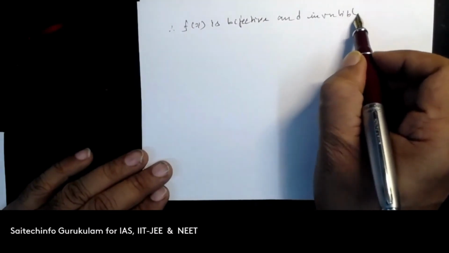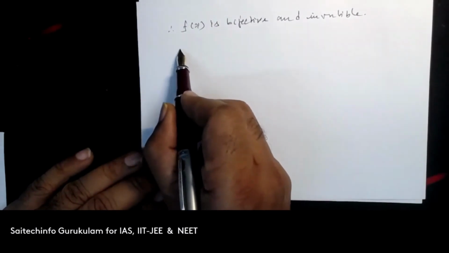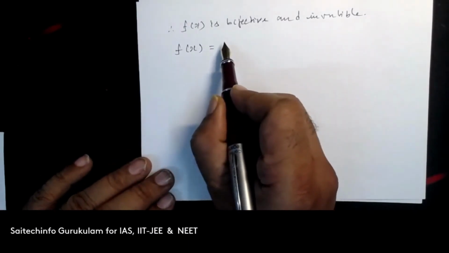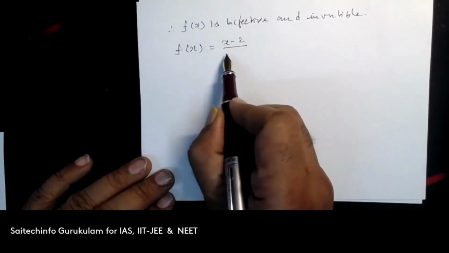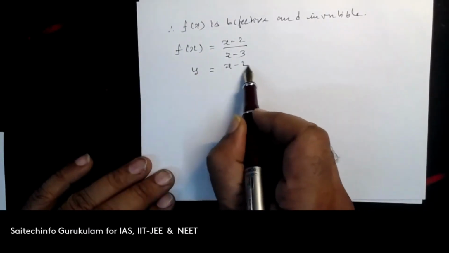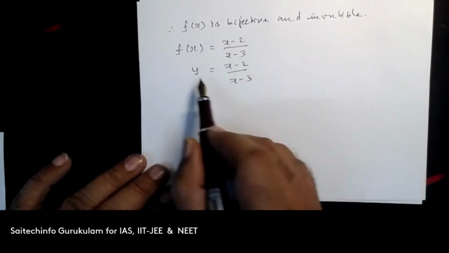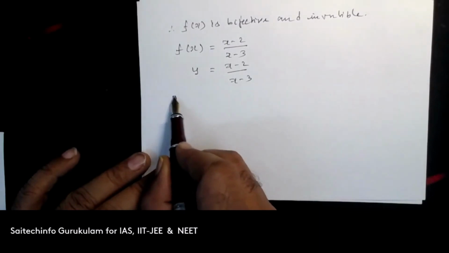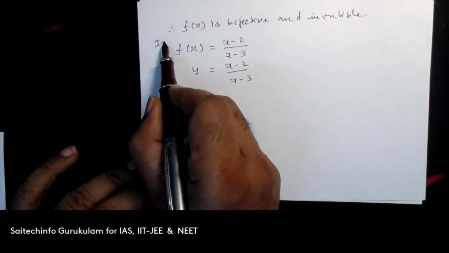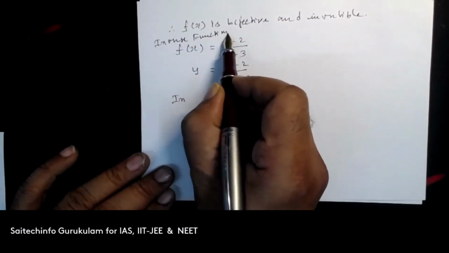Now let us try to understand the inversion of a function. The given function is f of x is equal to x minus 2 divided by x minus 3. Let me consider y as x minus 2 divided by x minus 3. Now let us interchange x and y. So what we are going to do is find the inverse function. This is the third step.